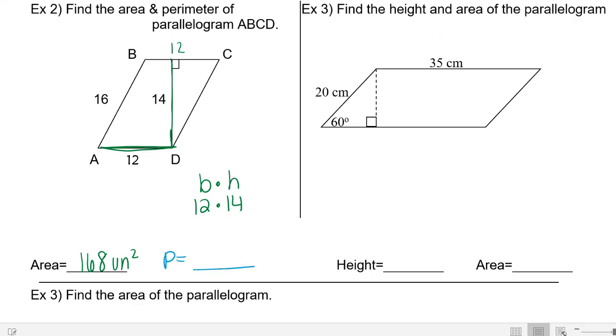Perimeter is just the distance around the outside, so I'm going to add up all of those lengths together. So I have 16, I have 12, I have 16, and I have 12. And those all add to 56 units. All right, so that's the perimeter of the parallelogram ABCD.